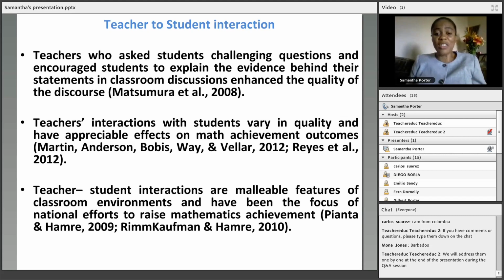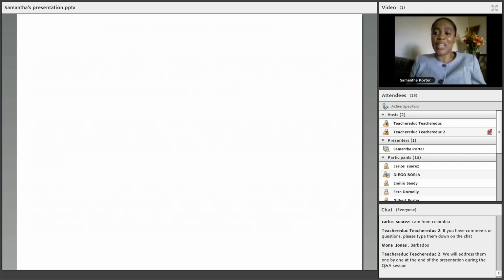Teacher-student interactions are a malleable feature of the classroom environment and have been the focus of national efforts to raise mathematics achievement. When we interact with our students, we get to know how they are thinking. Therefore, we can change the classroom environment and prevent them from being so frustrated. We can help them at the point of their need at that moment.